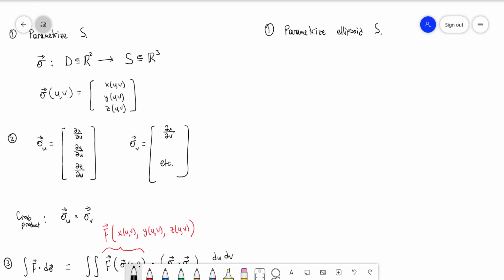So to parameterize an ellipsoid, we can use spherical coordinates to parameterize a sphere, and making a modification of spherical coordinates would give us a parameterization of an ellipsoid. So let's see how that works. First, let's recall the equations for spherical coordinates.